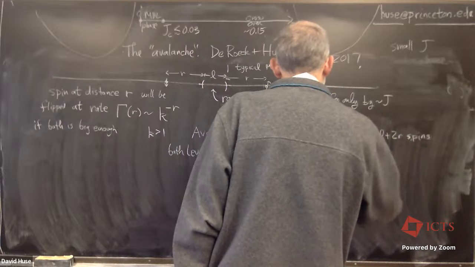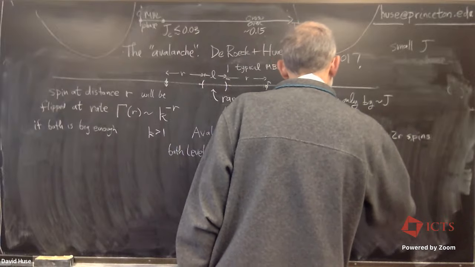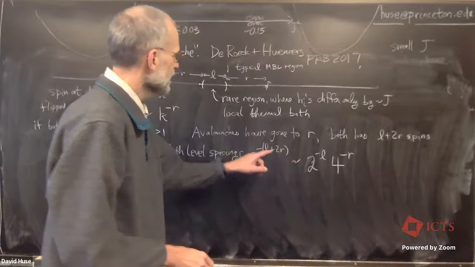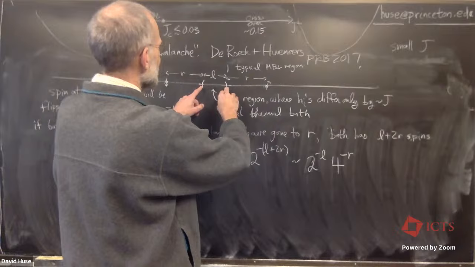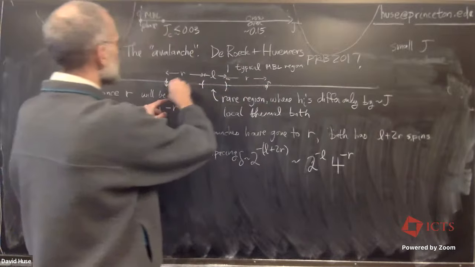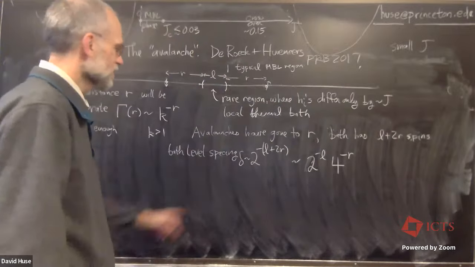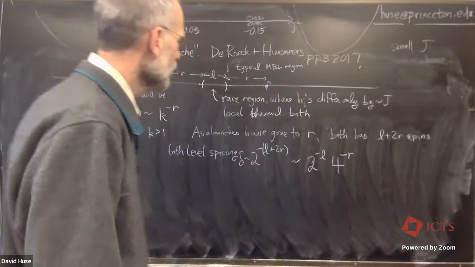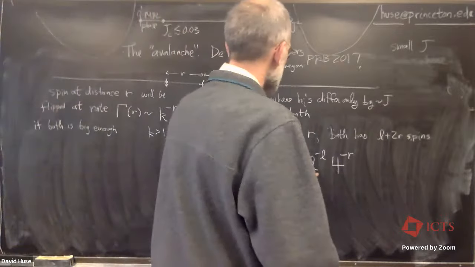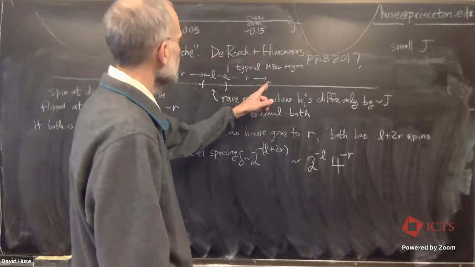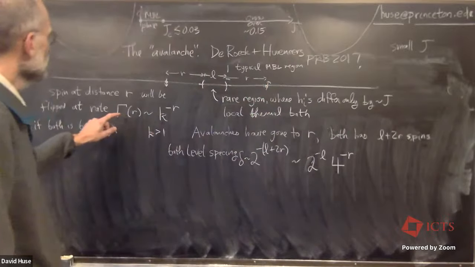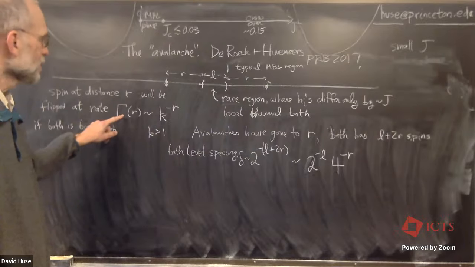2 to the minus L, 4 to the minus R, right? Because as it goes distance R, it picks up 2R spins because it's going in both directions. So it's 4 to the minus R. That's the level spacing of the bath. And then the spin, if it relaxes, will relax at this rate, right?